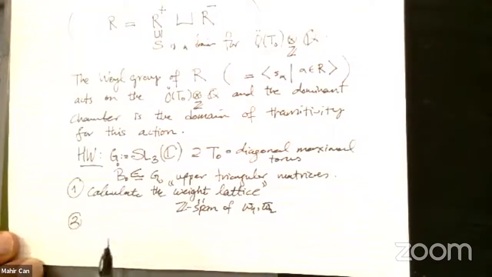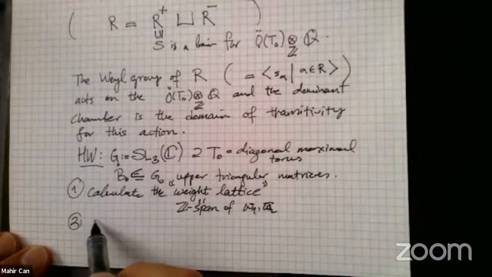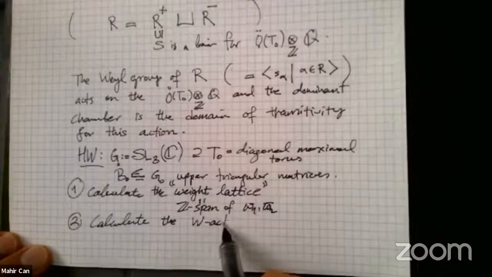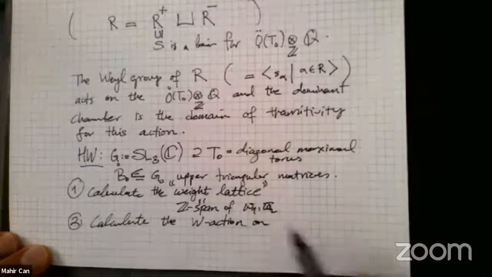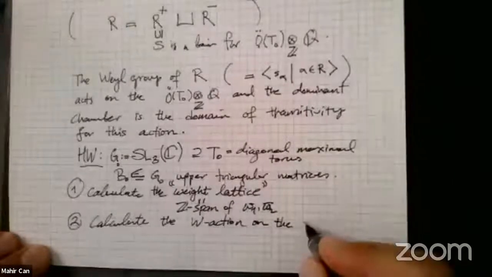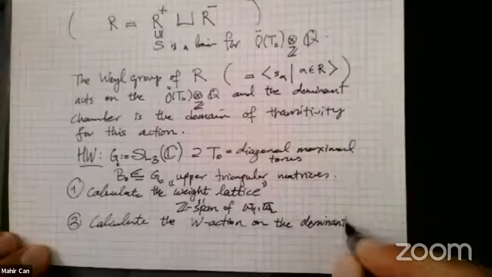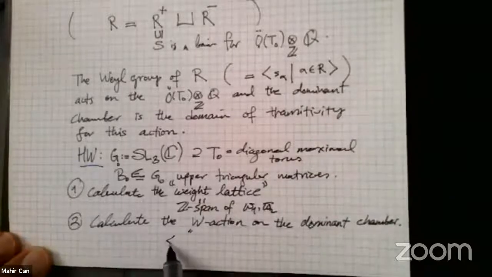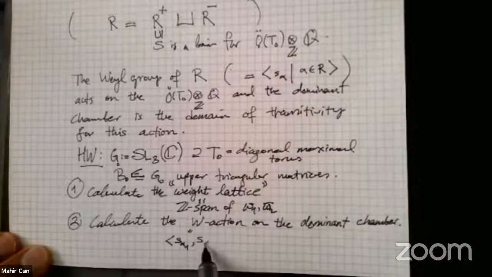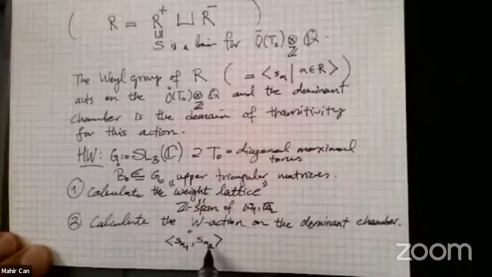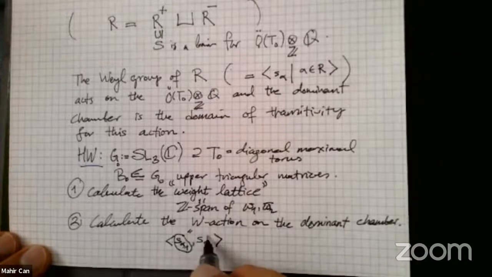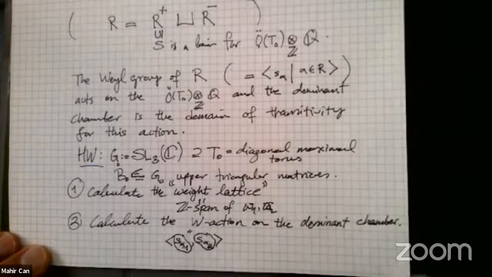The second part, which is also easy but very instructive, is to calculate the W action on the dominant chamber. Remember W is generated by S alpha 1 and S alpha 2 here. We have two simple roots, alpha 1 and alpha 2. This is a rank 2 semi-simple group. Calculate the actions of S alpha 1 and S alpha 2 on the dominant chamber and see where they move.